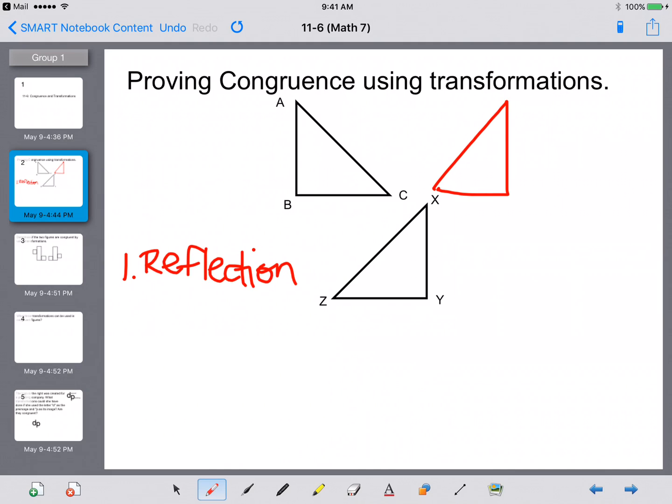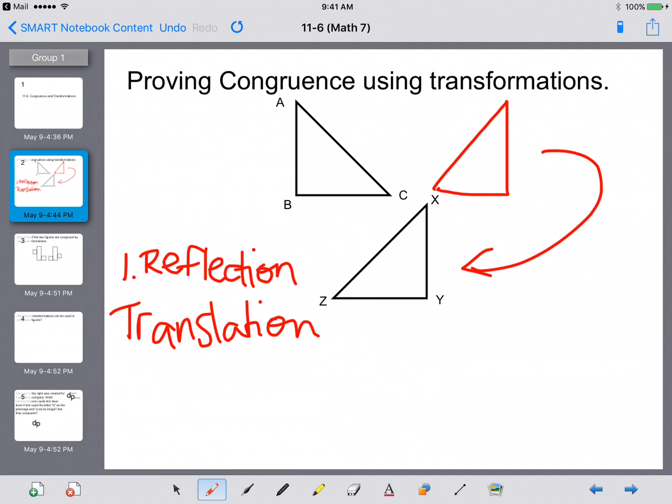Then guess what? It's not up here, it's all the way down here. So in order to move from one place to another, it needs to have a translation. So once this original triangle ABC is reflected to here and then translated down, they end up being congruent. All of the angles are the same, all of the sides are the same. They're just flipped and slid. So the two triangles are congruent because a reflection followed by a translation will make triangle ABC turn into XYZ.